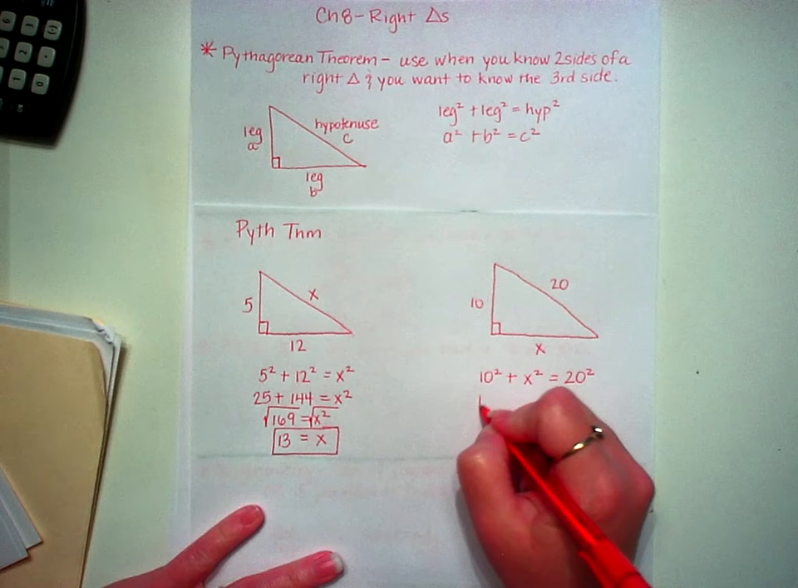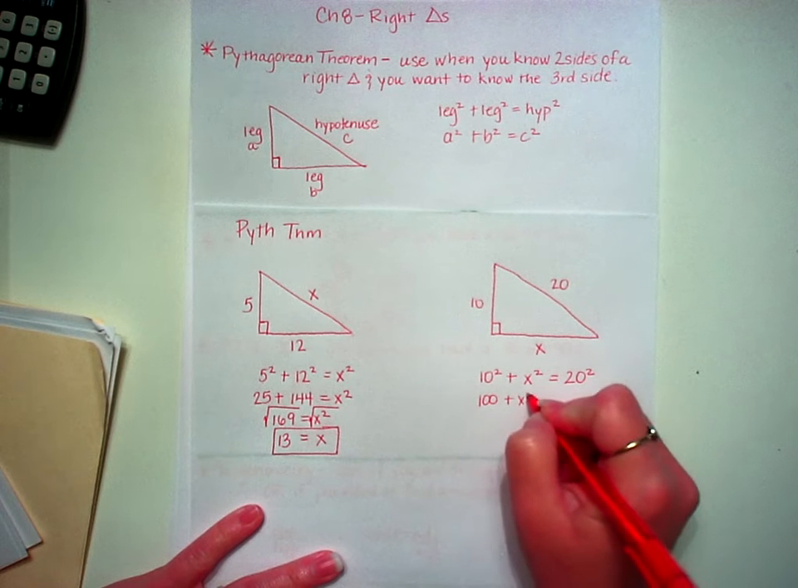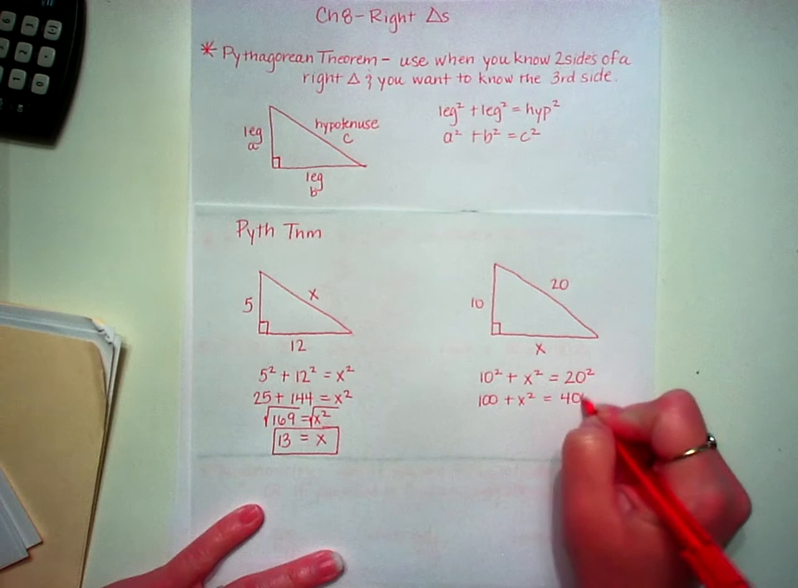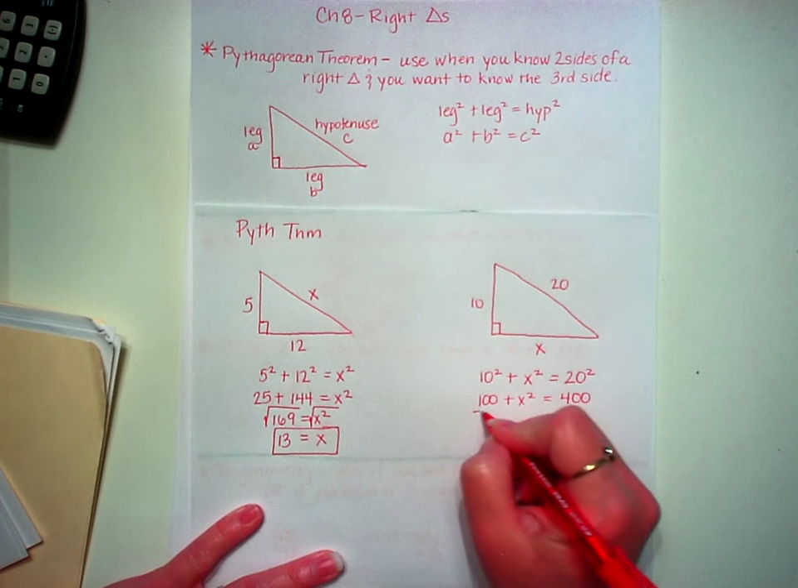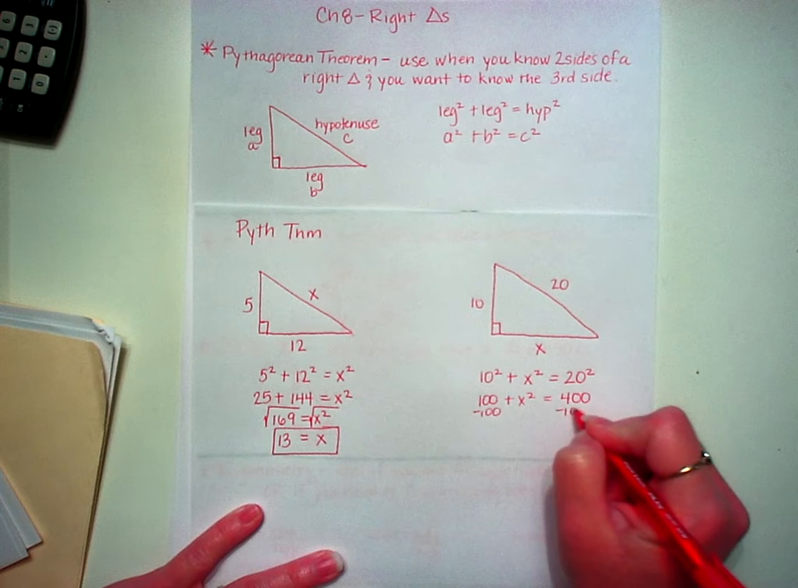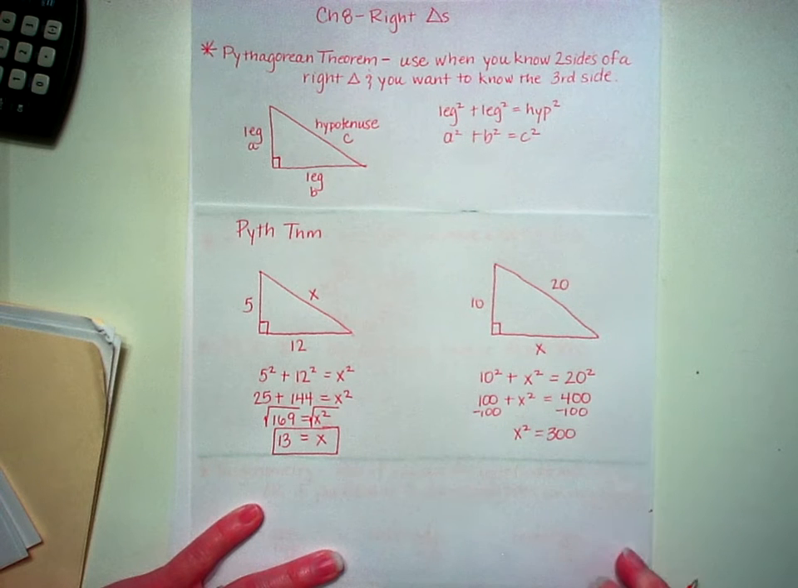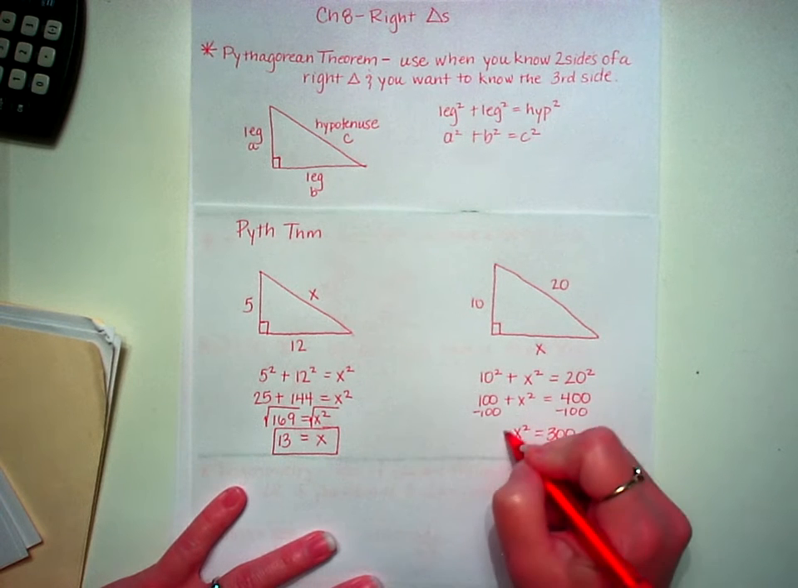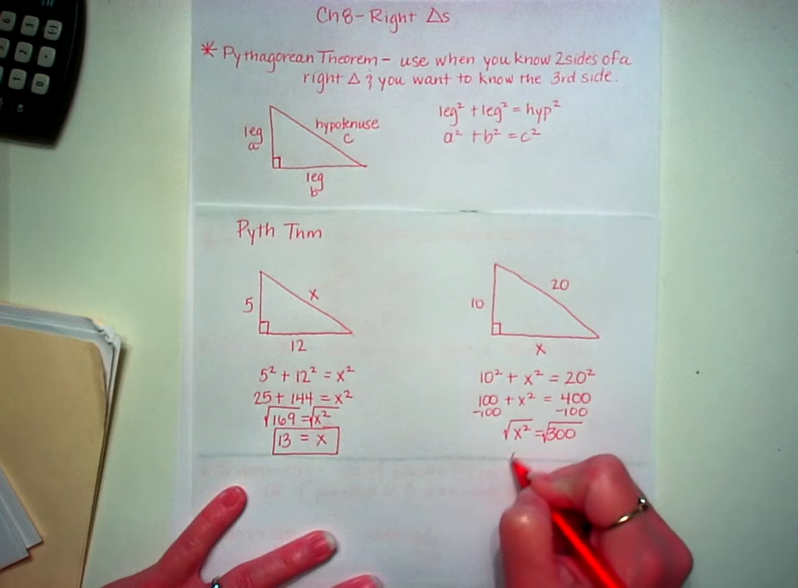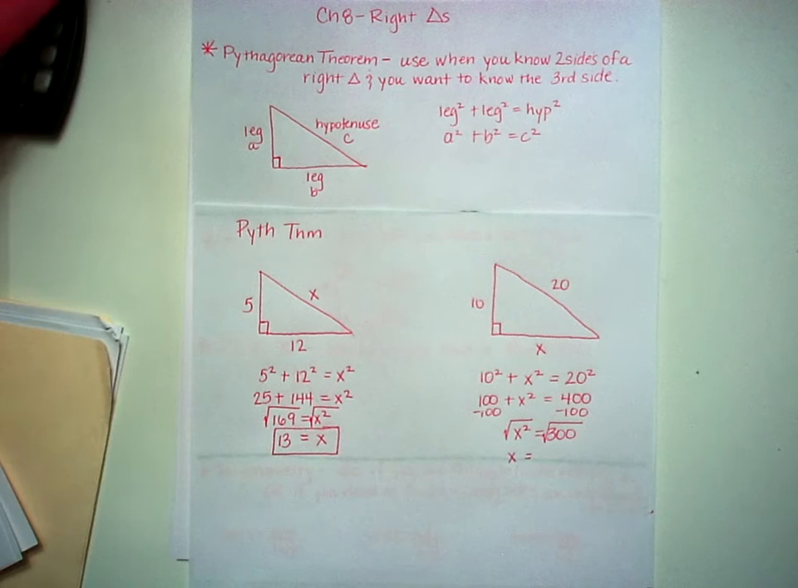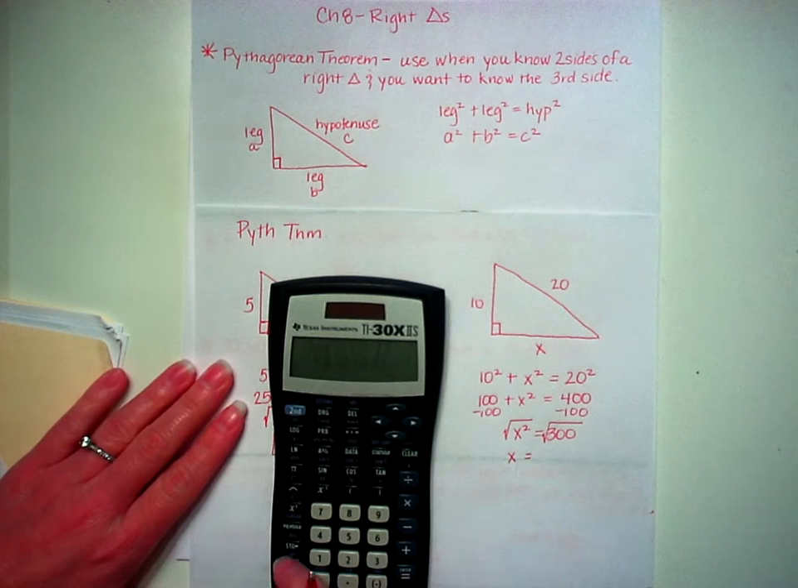Okay, so we get 100 plus x squared equals 400. And then we're going to subtract 100 from both sides. And we get x squared equals 300. And then we're going to take the square root of both sides. On the left, I get x. On the right, I'm going to plug that into my calculator.